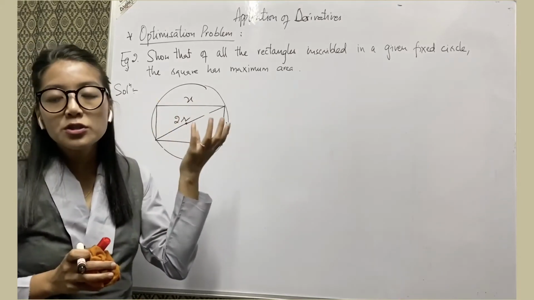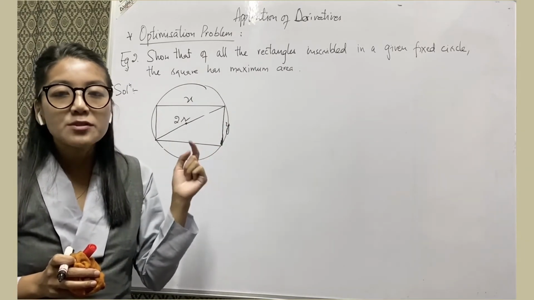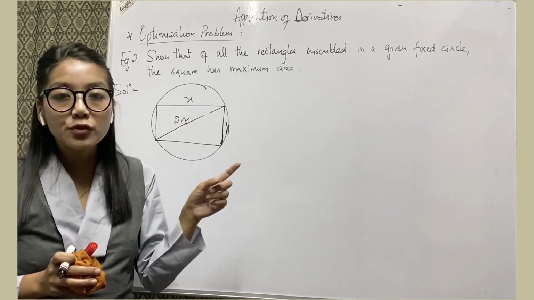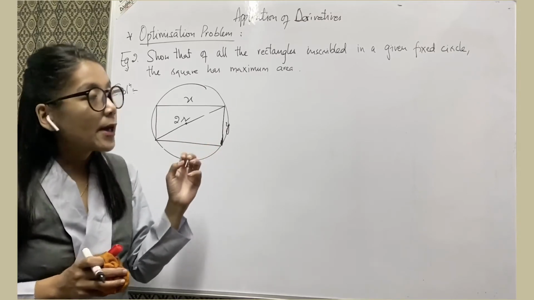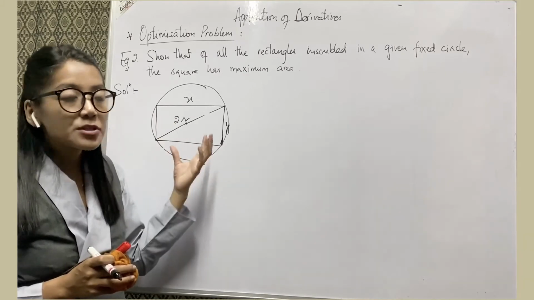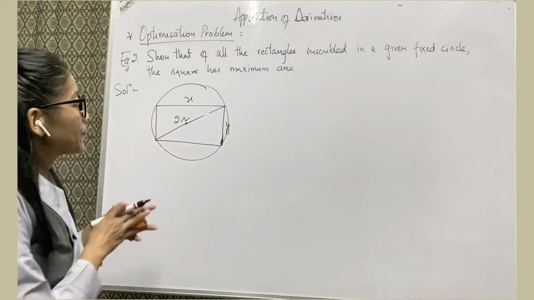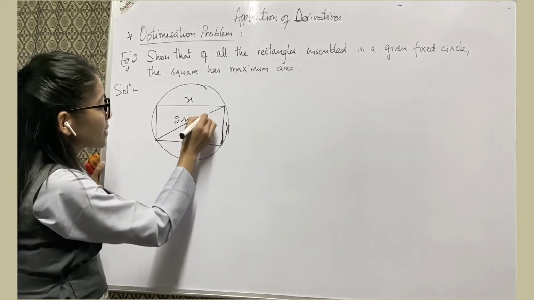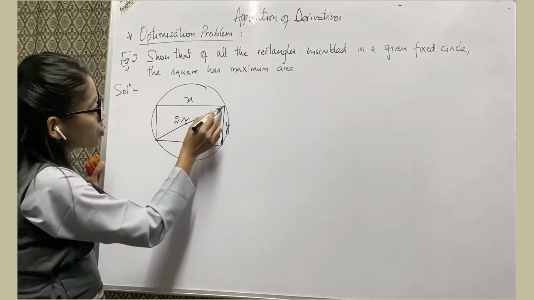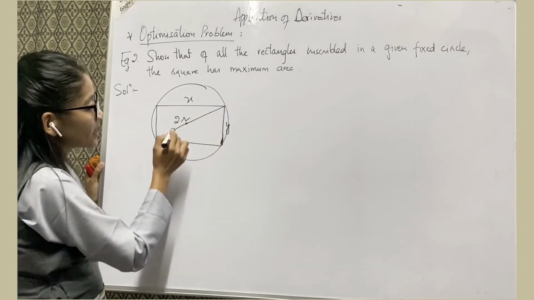In the previous question, you were directly given the relationship between x and y. The sum was given as 24, so x plus y is equal to 24. That relationship was given, but here we are not given any relationship. So we have to establish it by using the radius, which is the given quantity here. So if this is x, you can have a relation between x and y in this right triangle.